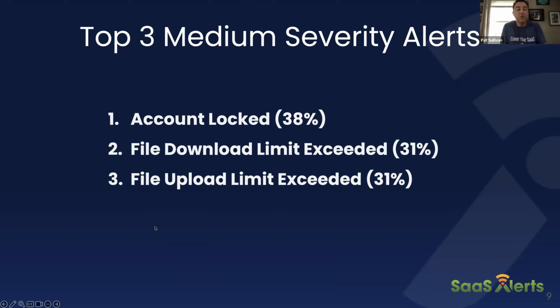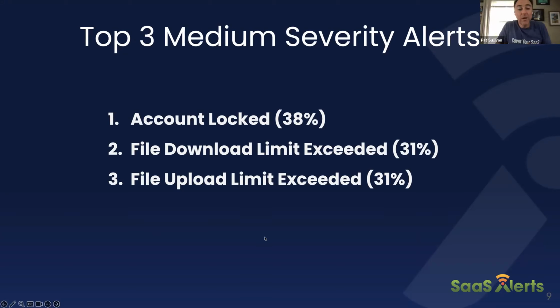With SaaS alerts, you can set thresholds to say, I want to know every time someone downloads X amount of files or uploads X amount of files. In this case, we're seeing there's a lot of file activity, not only being downloaded but uploaded, and most folks are actually exceeding that limit, whatever limit you set as the service provider. And again, these are less than 1%, down from 1.4 from 2022.